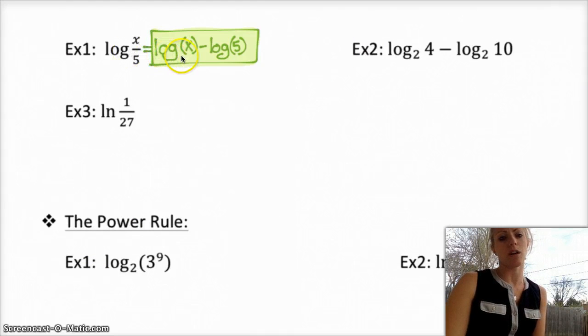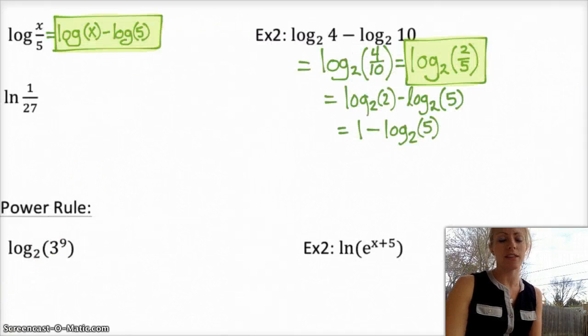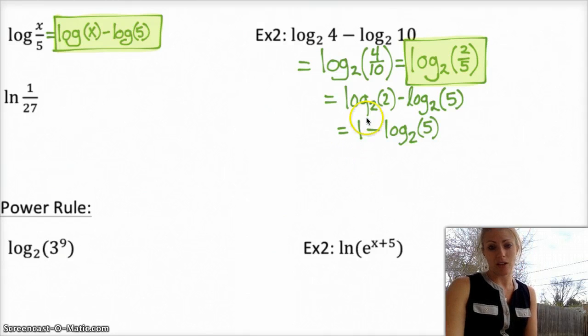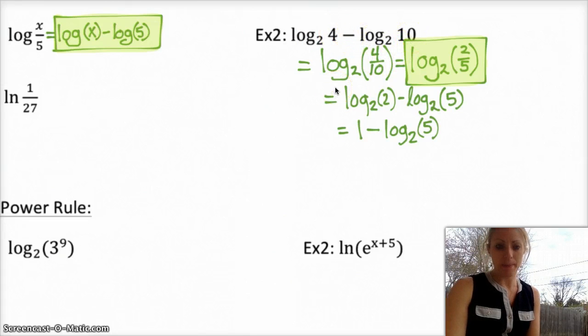First one's pretty simple. Log of x over 5 is log of x minus log of 5. For the second one, my final answer is in the highlighted box. But what I wanted to show you is that there are so many different ways to write logs. So log base 2 of 4 minus log base 2 of 10 is log base 2 of 4 divided by 10. That's using the quotient rule. But then 4 over 10 is actually just 2/5, so that's a little bit more simple. That would be your final answer because that's condensed. You took an expanded 2 logs and condensed it into 1 log.